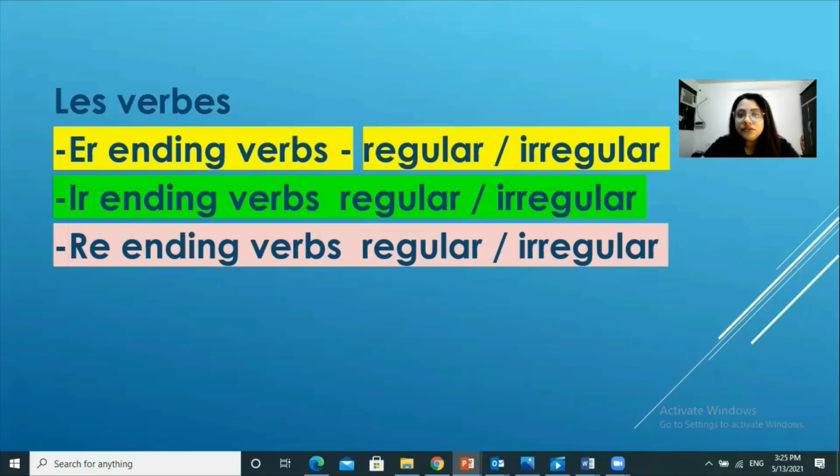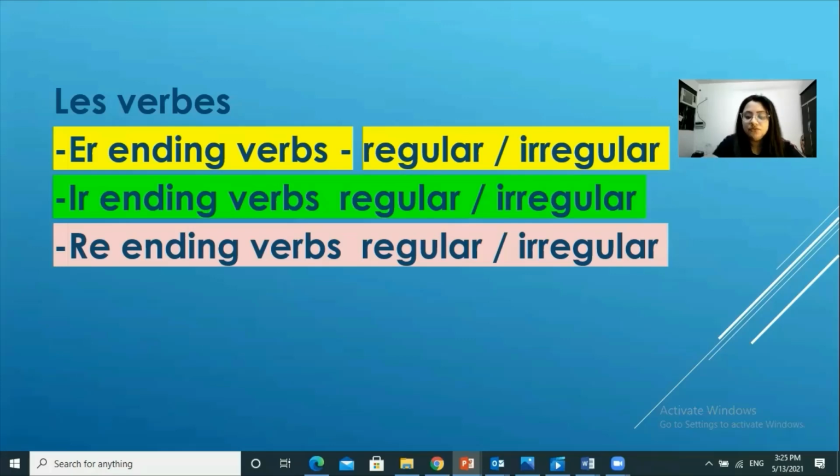Now, what is the difference between regular and irregular verbs? Regular verbs have a particular pattern, a particular set of rules which we follow in order to conjugate the verbs. And irregular verbs are the verbs which are totally different in the conjugation. Now, what is conjugation? I will be explaining that very shortly in detail.